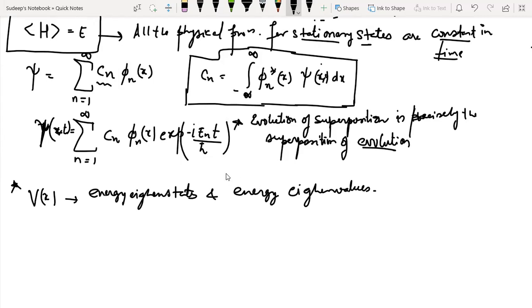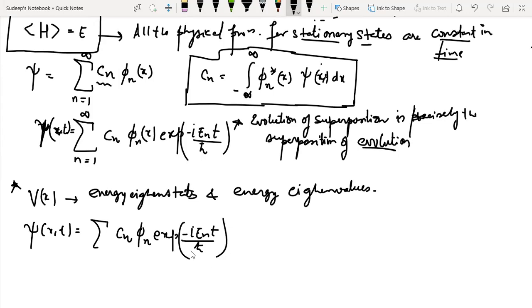Okay, so now let us understand this particular thing with respect to a problem also. I have already stated that as a function of time, my wave function can be written simply as the summation of Cn phi n, and then I can write exponential of minus iota En t upon h cut. This is how I can write my wave function.